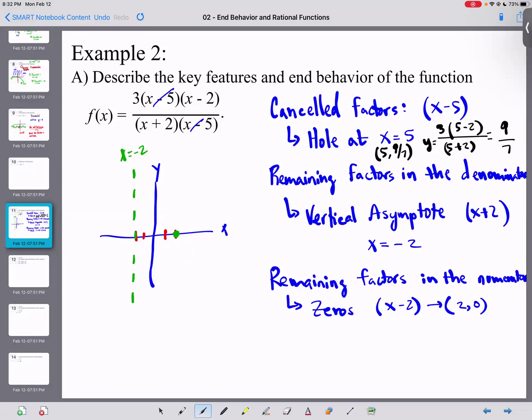9/7. So if I go over 5, 1, 2, 3, 4, 5, there's 5. I would have a hole at 9/7, wherever that is. Let's just put it right there. I'm going to have a hole at that spot.